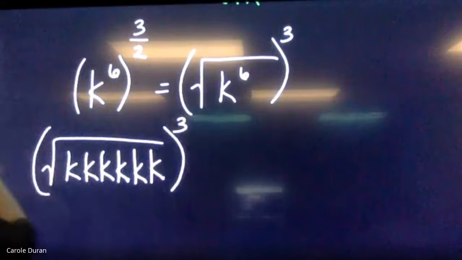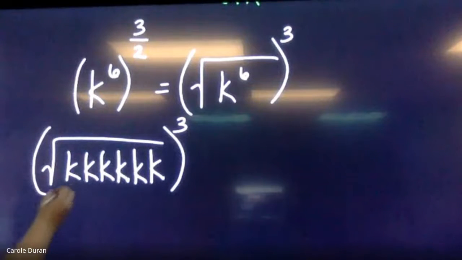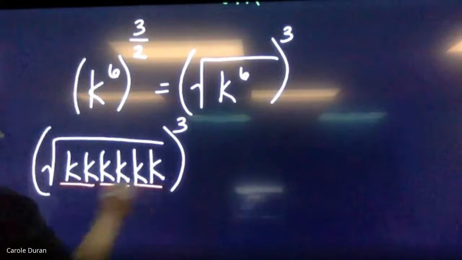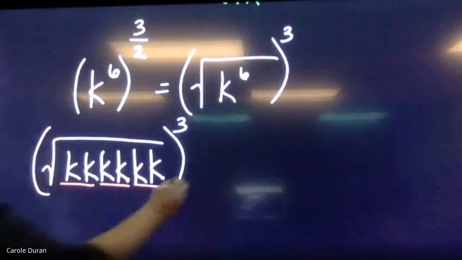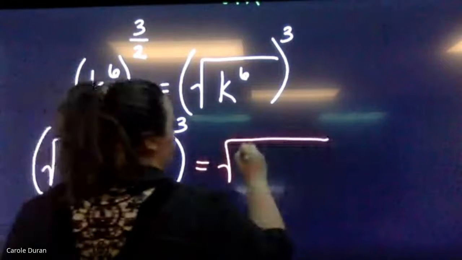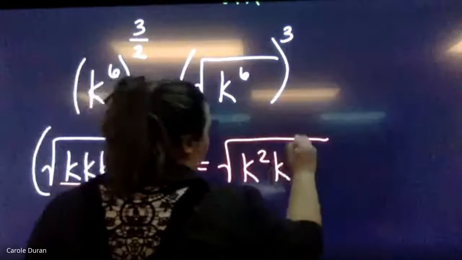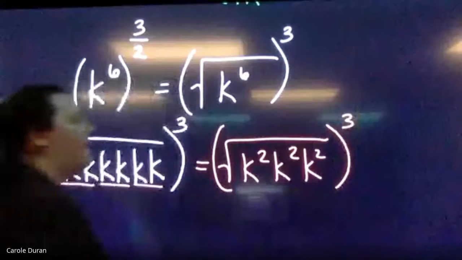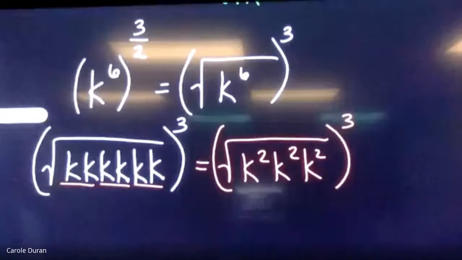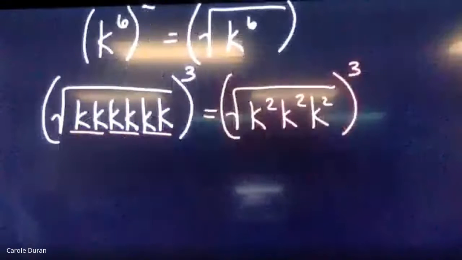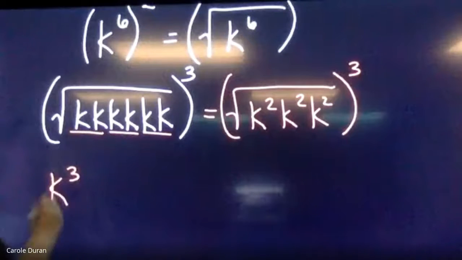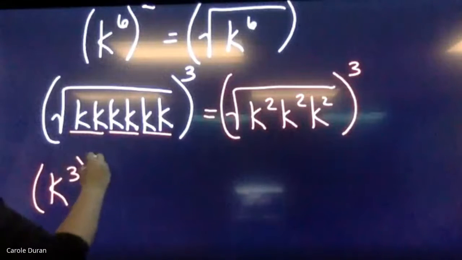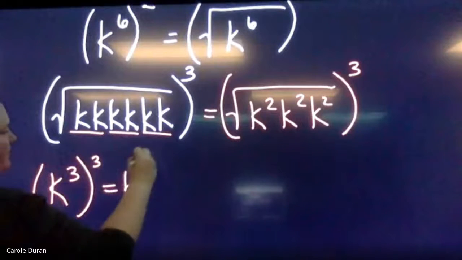Grant, how many identical groups of 2 am I going to get? 3. So that means I'm going to rewrite it as the square root of k squared, k squared, k squared. The square and the root are going to cancel, and all 3 of those bases are going to come outside, and it's going to become a k cubed, which becomes k to the 9th.